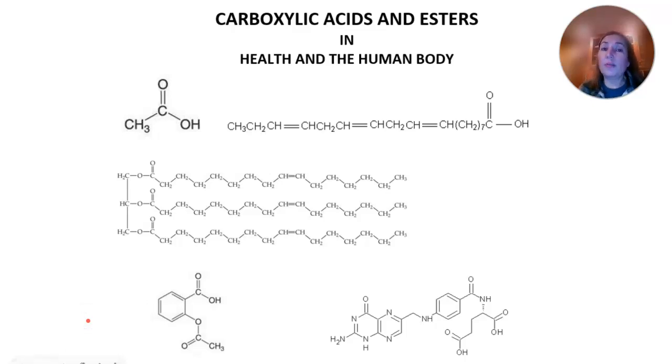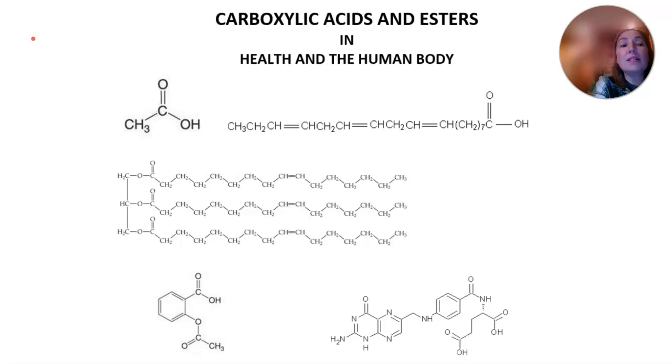So, we're going to learn where carboxylic acids and esters are relevant to health and in the human body. First, we're just going to look at a bunch of examples and try to really pick out the carboxylic acid and ester functional groups. So, let's just review what those are in general.